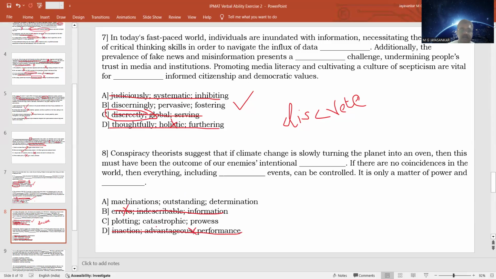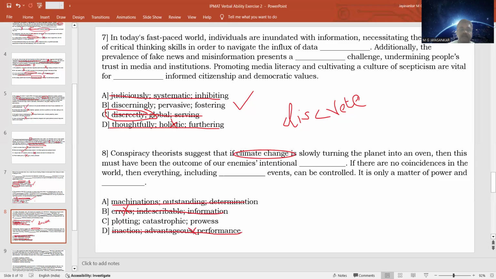Whereas catastrophic means disastrous. So only bad events can be described as catastrophic. So here, since we are talking about climate change, which is a bad thing for the entire globe, we can say that catastrophic is the better word. Outstanding is not the better word. So we can eliminate this option as well.